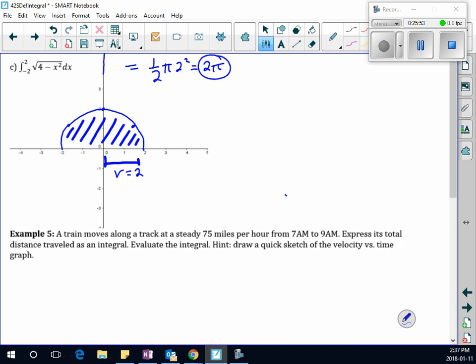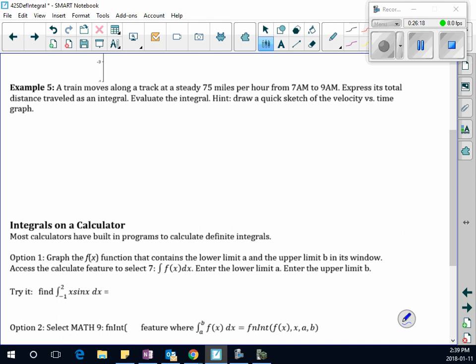A train moves along a track at a steady 75 miles per hour from 7 a.m. to 9 a.m. Express the distance traveled as an integral. Evaluate the integral. Hint: draw a quick sketch of the velocity versus time graph. I'm going to give you a moment to think about that and sketch something.